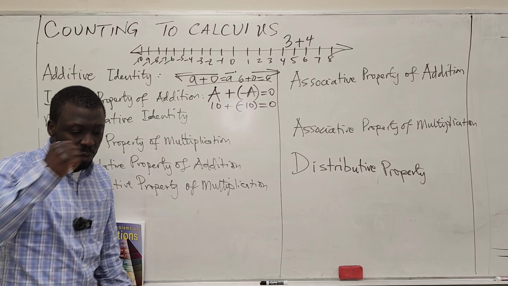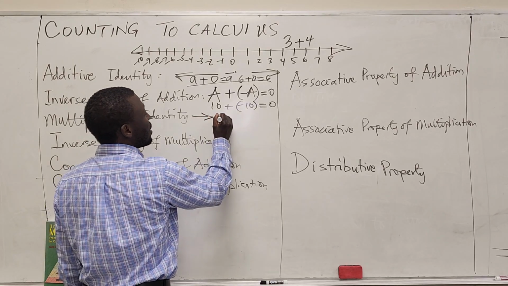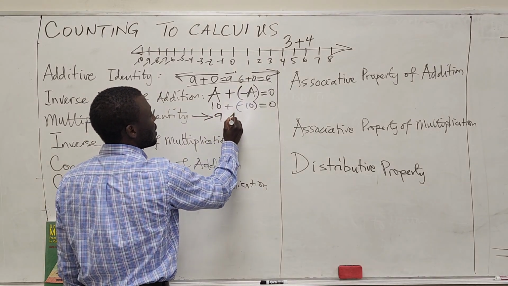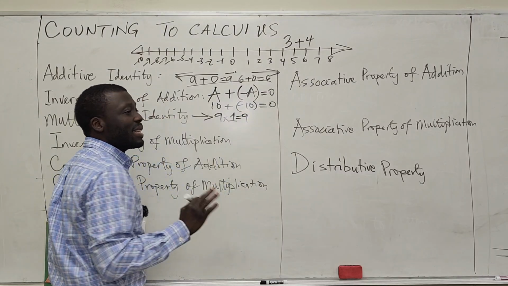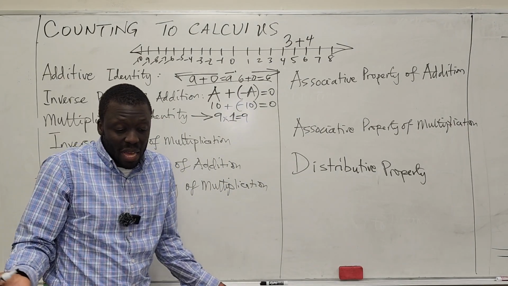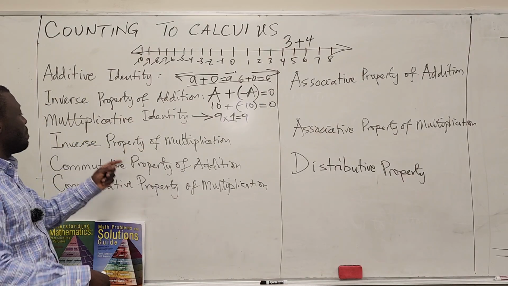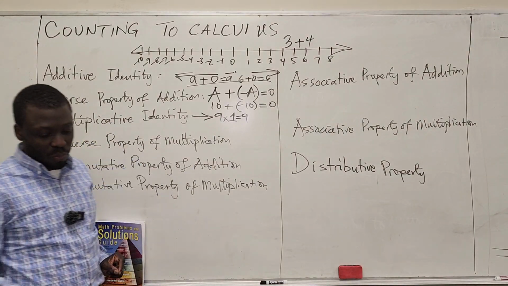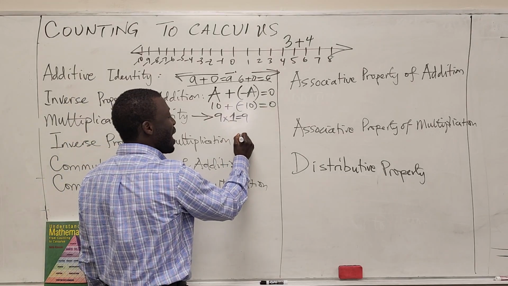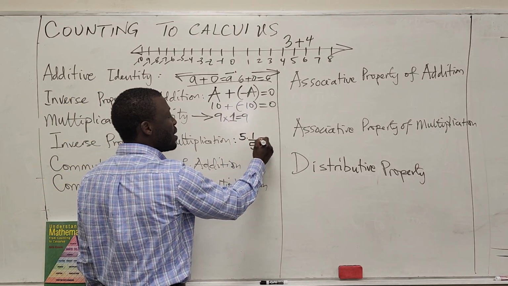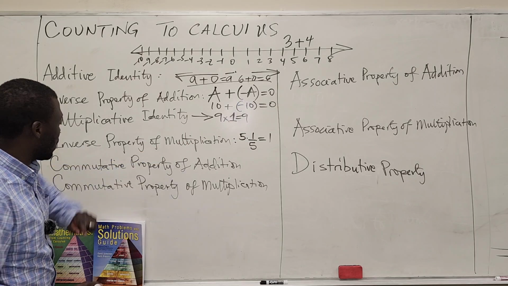What if I do the multiplicative identity property? If I multiply anything by 1, so 9 times 1, we could put a times or we could do a dot, is 9. Anything times 1 is just itself. That's called the multiplicative identity. Think of a mirror, identity. The inverse property of multiplication, anything times its reciprocal is 1. So 5 times 1 over 5 is 1. That's called the inverse property of multiplication.